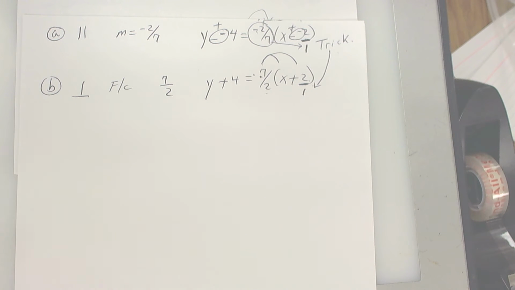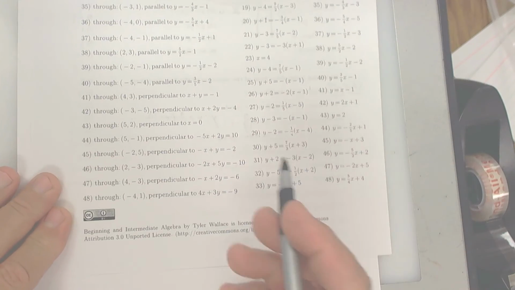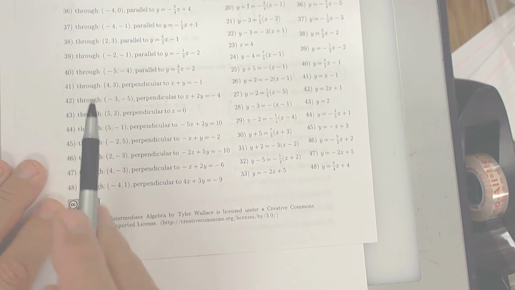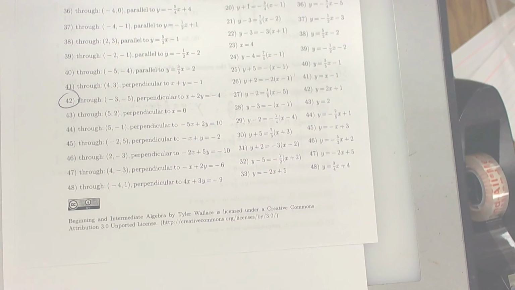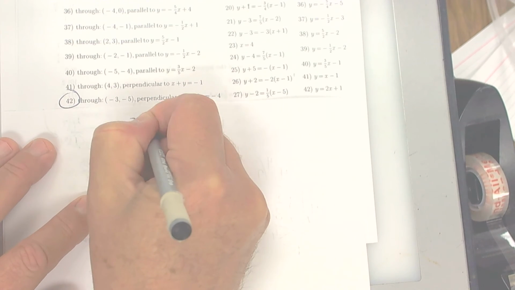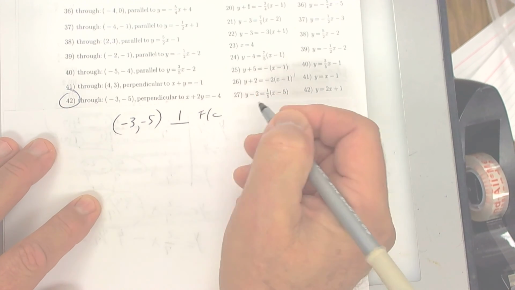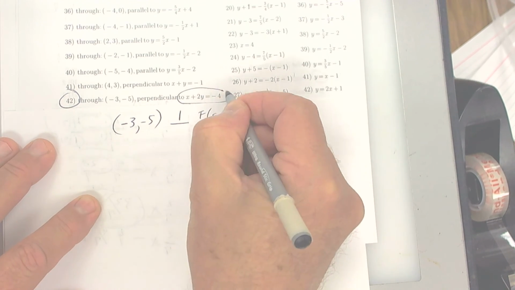All right, so I want you to try one more. If you look at your worksheet from yesterday, and if you were absent, they're in the folder up there. Okay, look at the worksheet. Let's just pick one of these. Find an equation. So let's do 42. I want you to try this one, okay? So they want it through this point. They want perpendicular, so we got to flip, change. And they want the slope out of here.